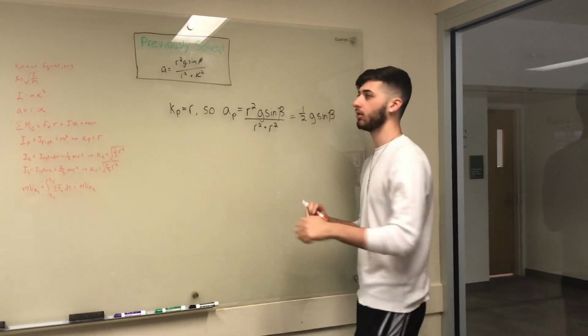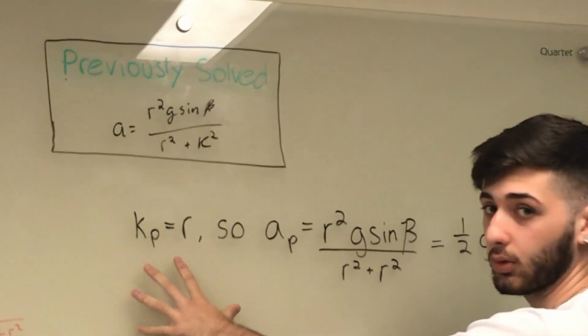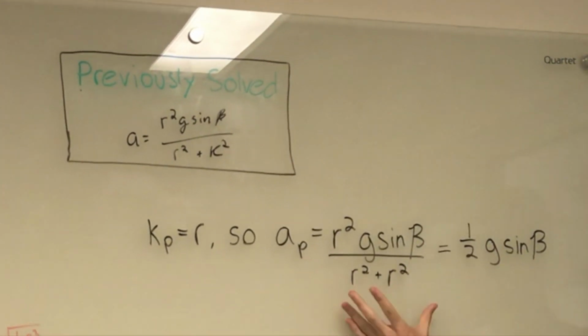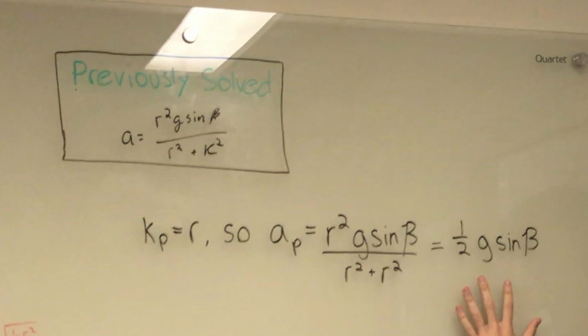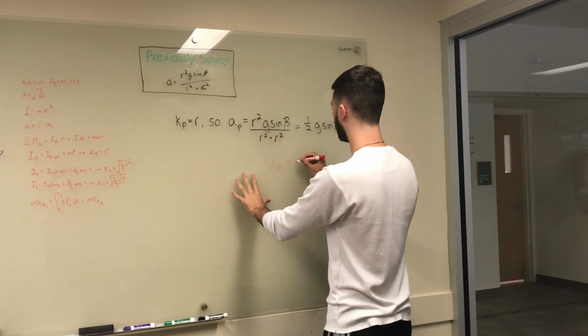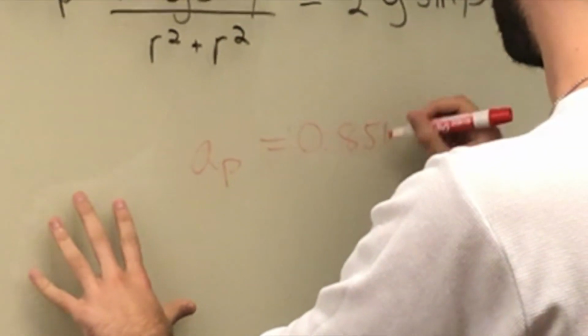So from our previously known equations, we know that k of the pipe is equal to r, so substituting into our previously solved equation, we'll have this one here. Further factoring, we'll be left with 1/2 g sine beta, and then our final a of the pipe is going to be equal to 0.8517.